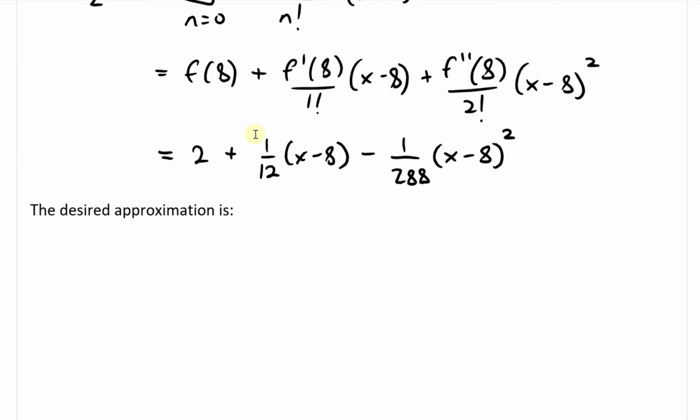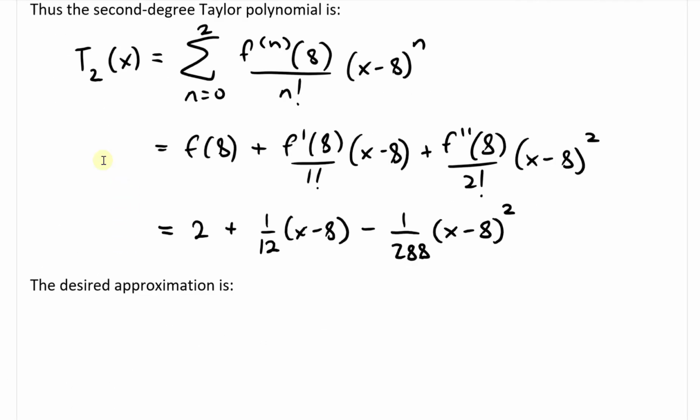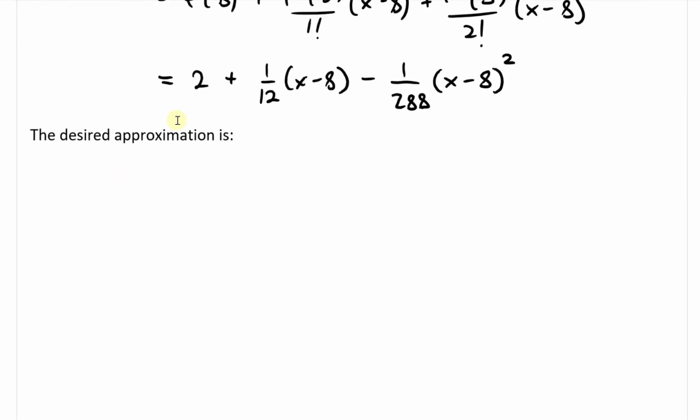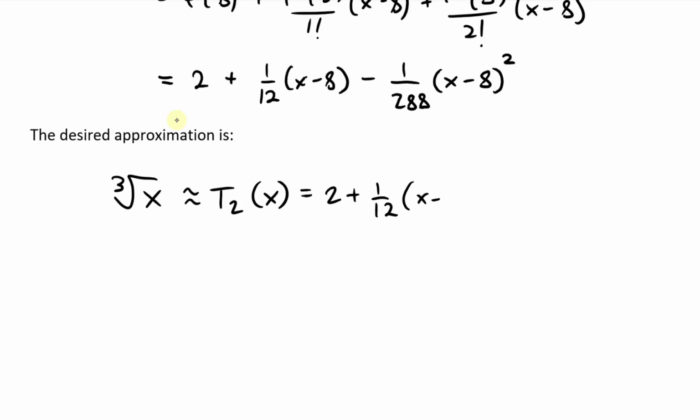Alright, so now that we have this, the desired approximation is the Taylor polynomial. We're approximating the cube root of x, which is x to the power of 1 over 3, by this Taylor polynomial of degree 2. T2 of x equals 2 plus 1 over 12 times x minus 8, minus 1 over 288 times x minus 8 to the power of 2. I'll put it all down for completeness.